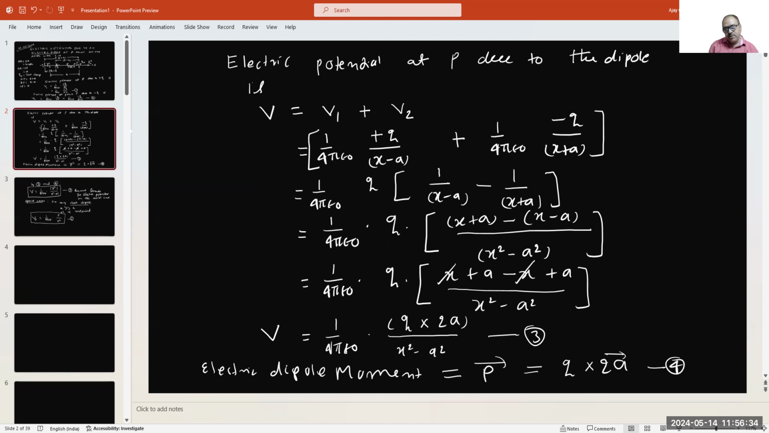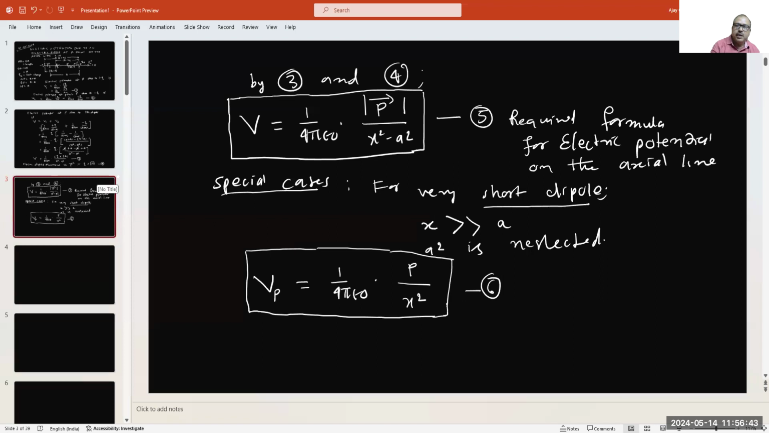So ultimately we get the formula V is equal to P by x square minus a square. And if, due to any cause, a short dipole is given in the question, you make the step of x much greater than the small a, so that the length of the small dipole and half of the small dipole is neglected, and we easily write P by x square. This is the discussion for axial potential calculation due to the dipole.